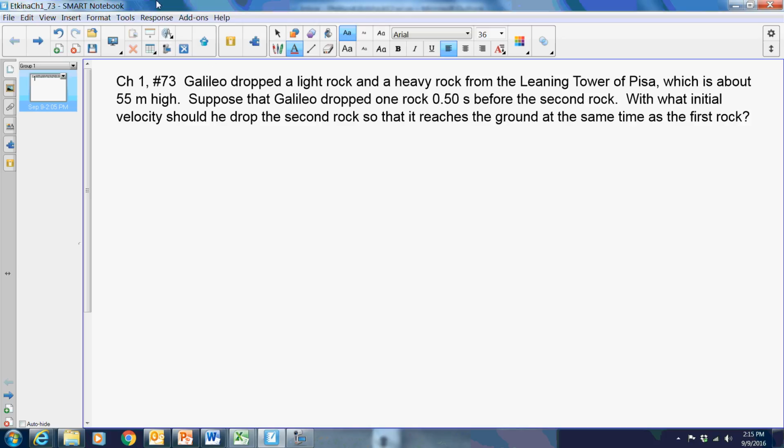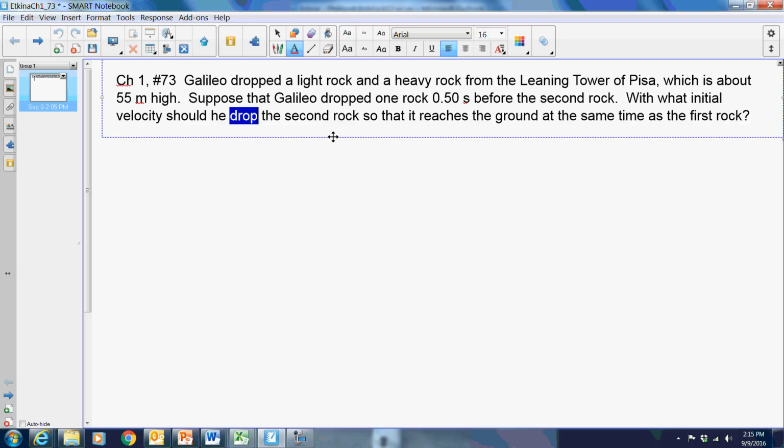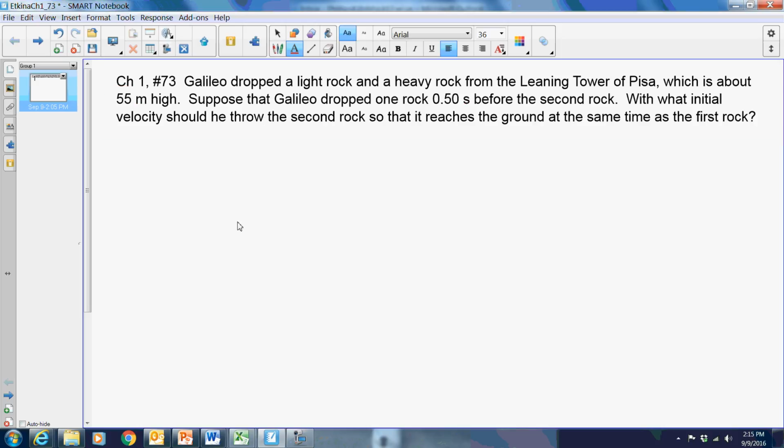And I guess I would just like to change the wording of the question here because it says, with what initial velocity should he drop the second rock? Usually I associate dropping something with just letting go. And I would say he's going to have to throw it if it's going to have an initial velocity. Okay, so we're going to make a list of givens here.